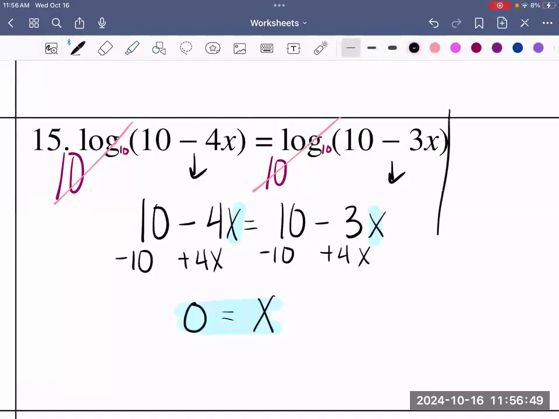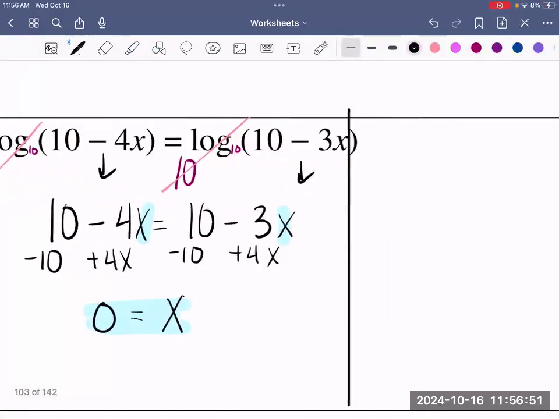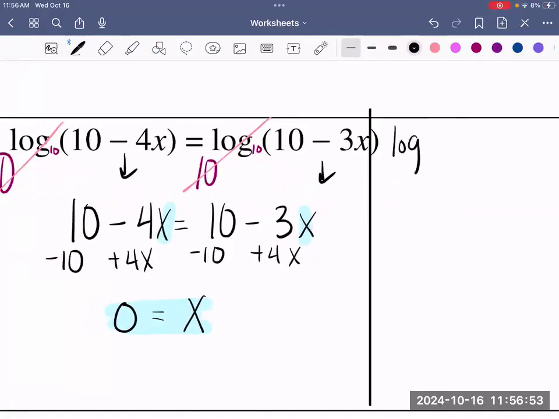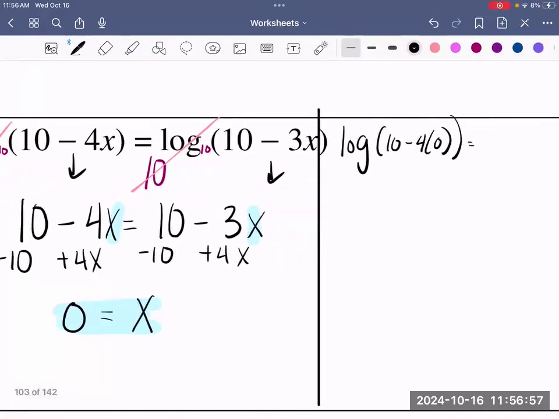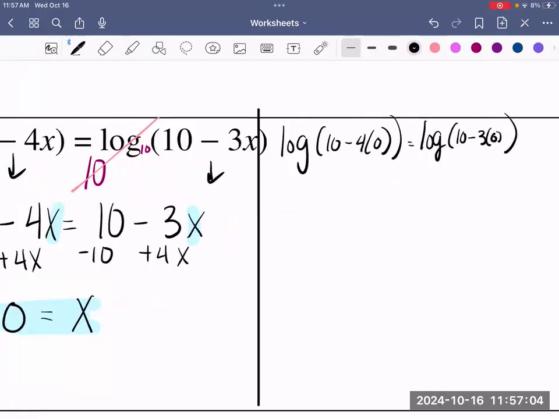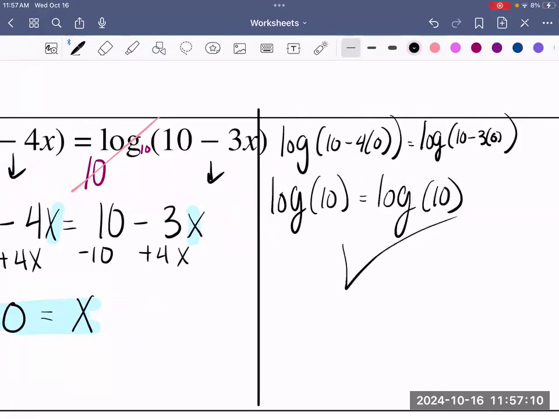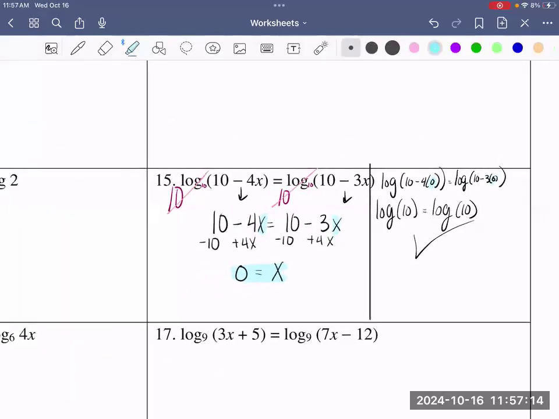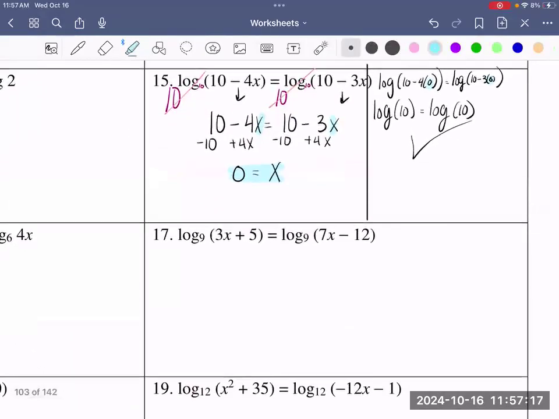So let's go ahead and check that solution. So you have log of 10 minus 4 times 0 is equal to log of 10 minus 3 times 0. We're left with log of 10 is equal to log of 10, which again, they mean the same thing on either side. So we got the right response. I would try it again with number 17, and I'll show you the answer key here at the very end of this video.